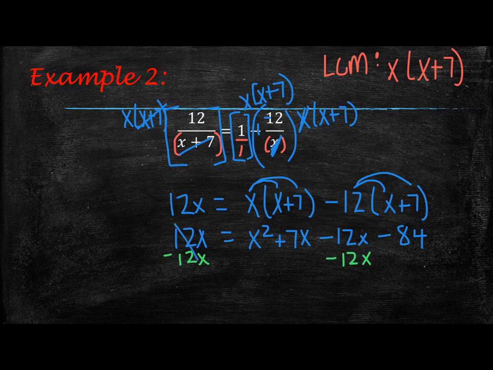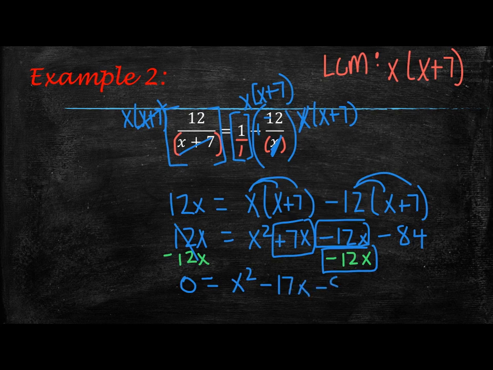So what I'll have is 0 equals x squared. And then if you add 7x minus 12x minus 12x, it's negative 24 plus 7. So let's see, that would be negative 17x. And then minus 84.